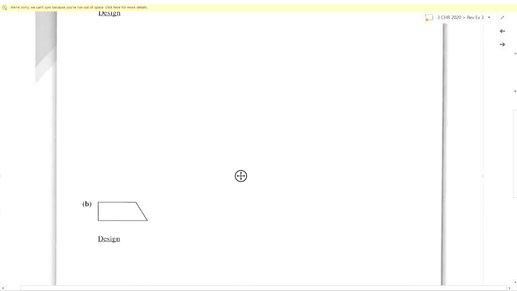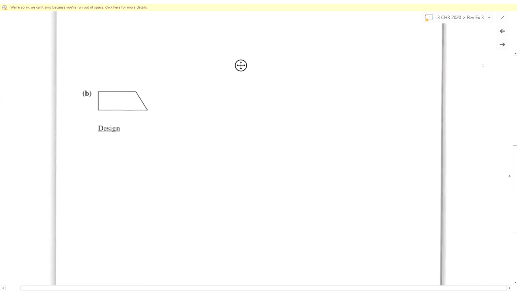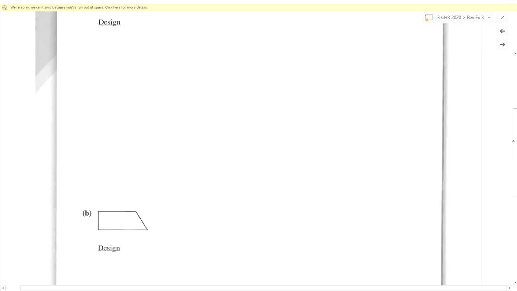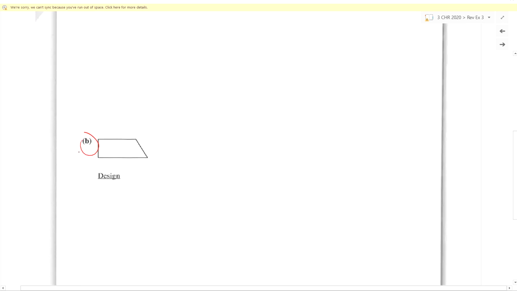Today's homework is question 7A and 7B. Okay, I'm not giving you a lot. It is just 7A and 7B. Come up with a design. That's it.